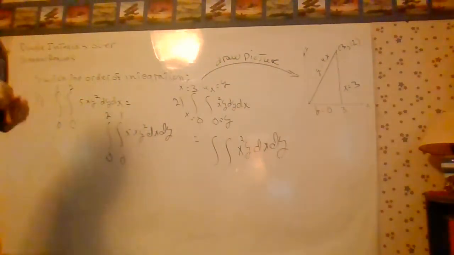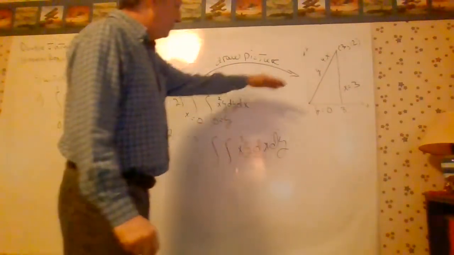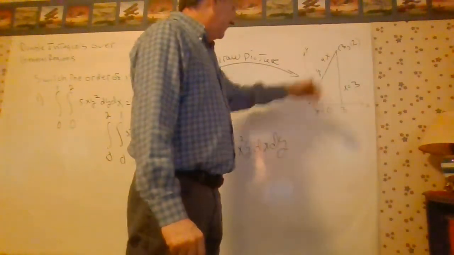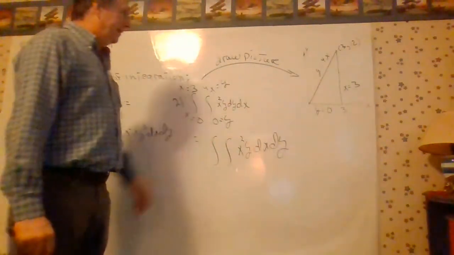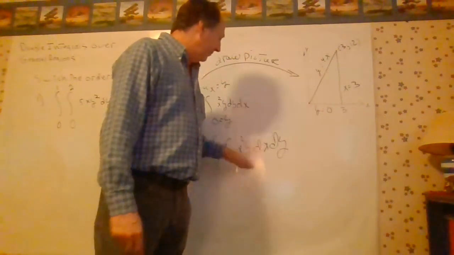On a problem set, if you switch this and there's no picture, zero credit. You've got to have the picture, and you go from the picture to here. It's the only way to do it.